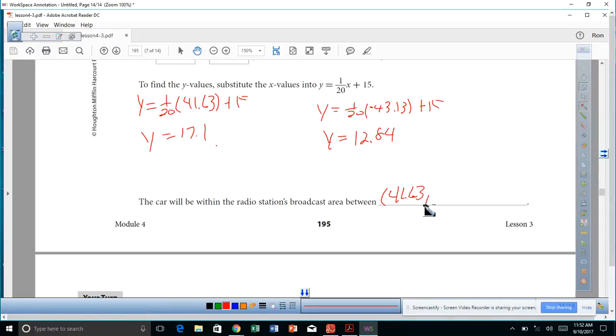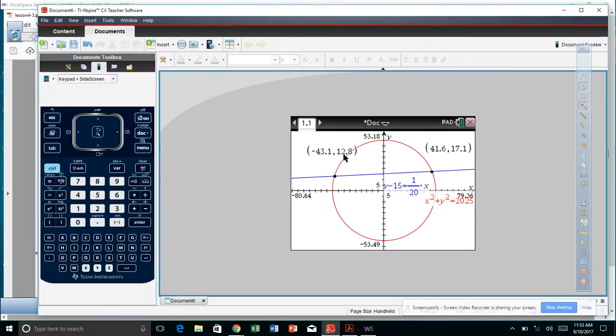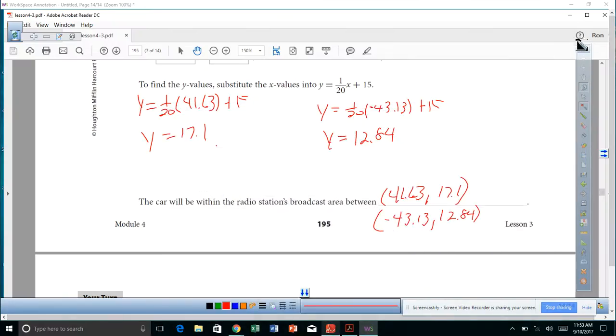So we got 41.63, 17.1, and we have negative 43.13 and 12.84. Negative 43 and 12.8, 41. There we go. Good deal.